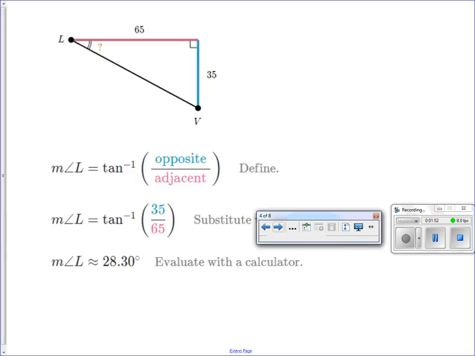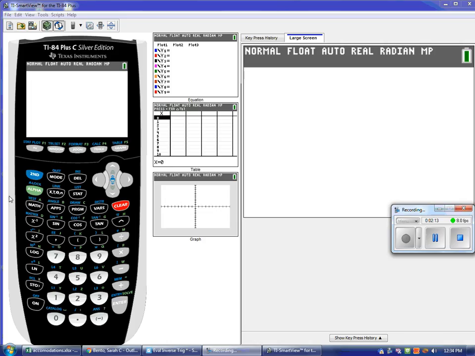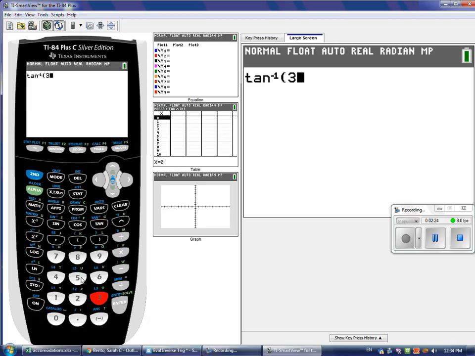So let's go back to the original problem. In relation to angle L, we have the opposite and the adjacent side. So we can calculate the inverse tangent of 35 over 65, and that'll give us the angle theta. In your graphing calculator, we'll actually do this. I'm going to show you on mine really quickly. Right here you have your sine, cosine, tangent. If you hit second tangent, it'll bring up the inverse tangent. Those numbers were 35 and 65.